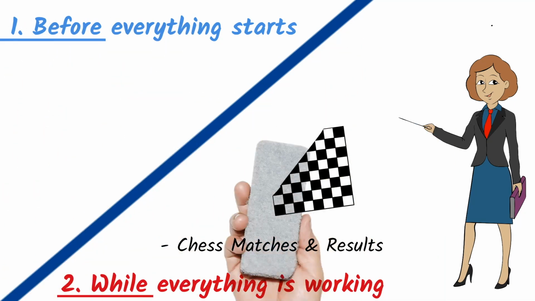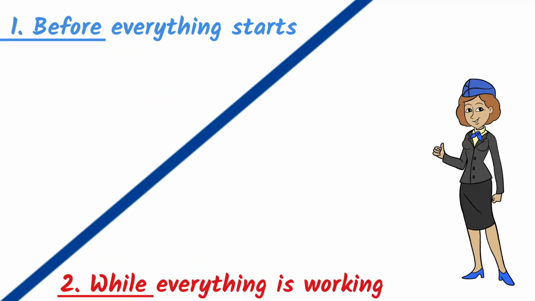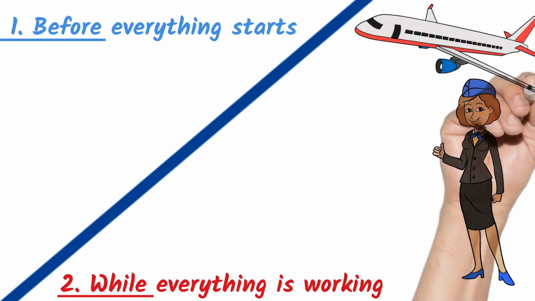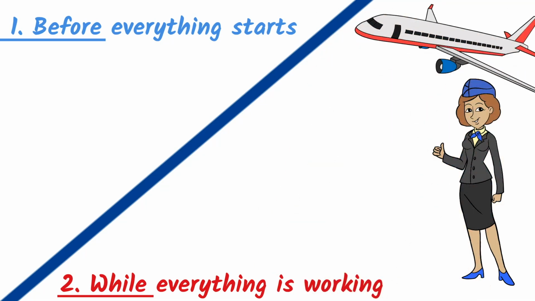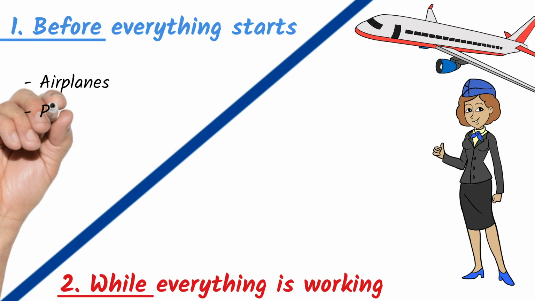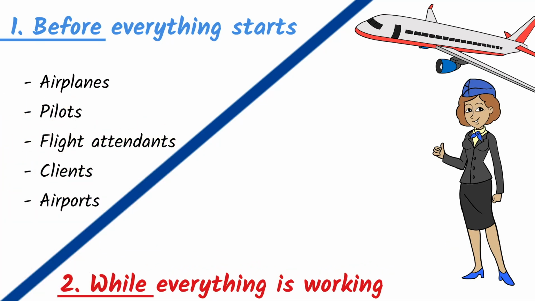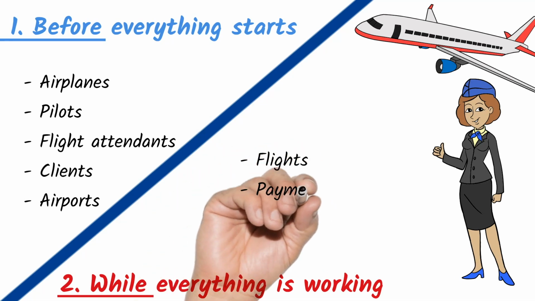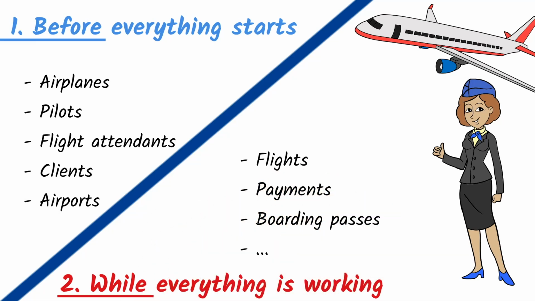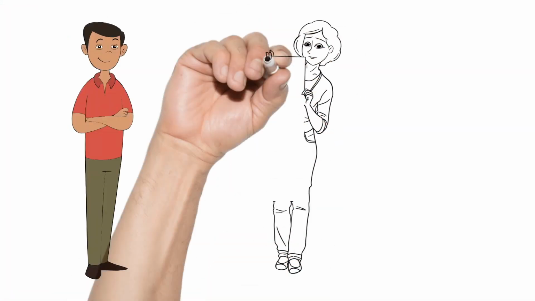Example 2. An airlines company. Moment 1 is before we start flying. We have to buy planes, hire pilots, flight attendants, clients, airports. Moment 2 starts once we begin operations. We have to record everything: flights, payments, boarding passes, etc. Now, let's explain the strategy.